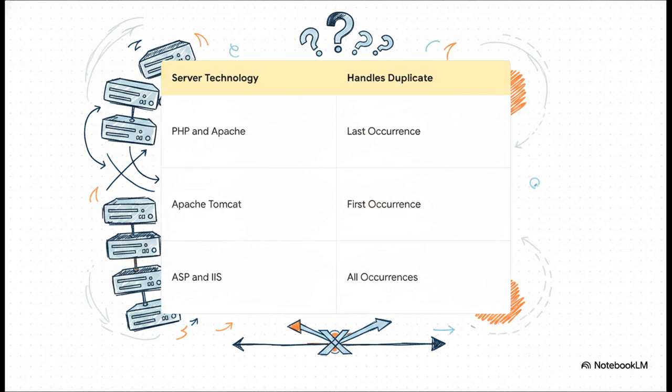For example, PHP and Apache, they'll use the last occurrence they see. Apache Tomcat and JSP, they use the first occurrence. And ASP and IIS will actually merge them and use all occurrences. So you really have to experiment to figure out which technology you're dealing with and exactly how it gets confused.